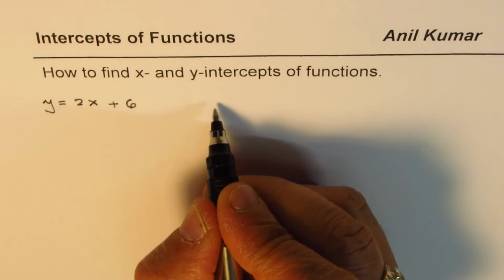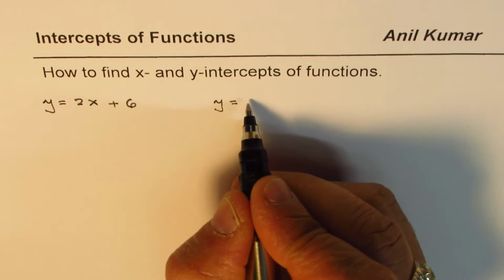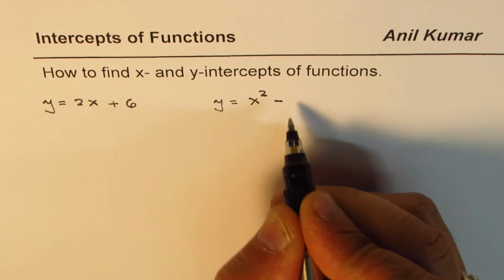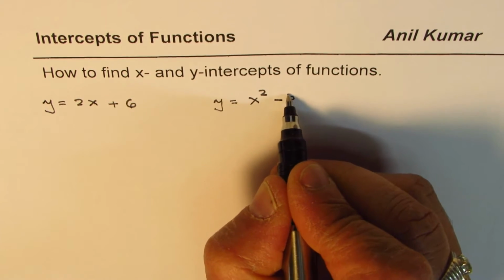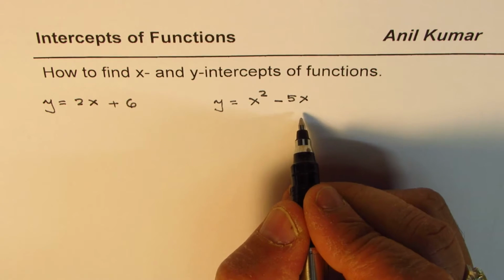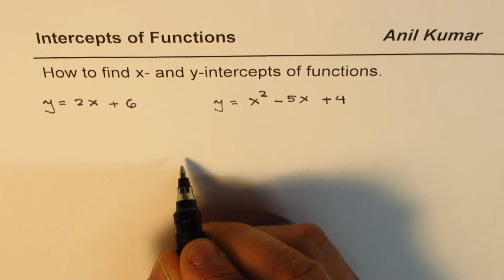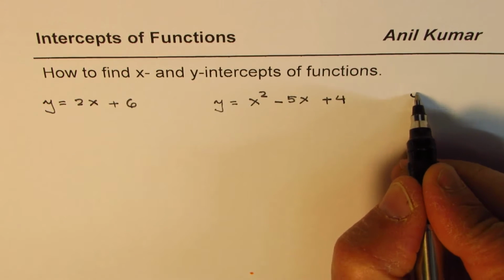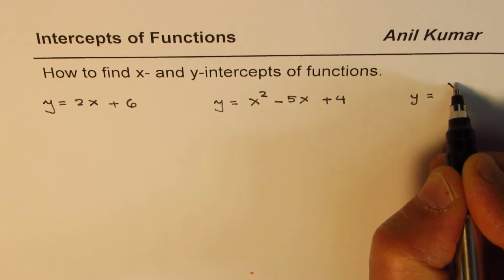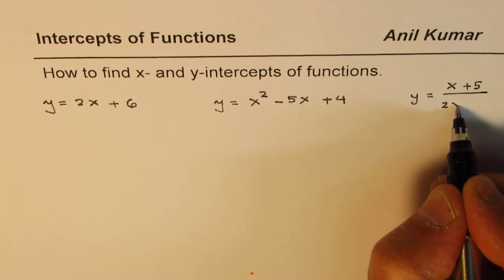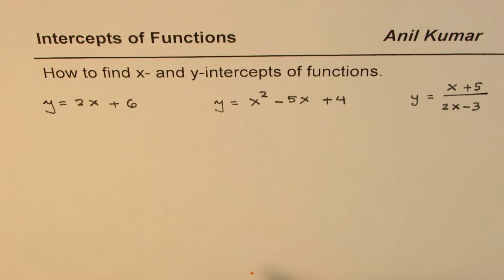We'll take a quadratic equation. Let's say y equals x squared minus 5x. I want this to be factorable, so let this be plus 4. And let me take a rational function. Let this be y equals x plus 5 divided by, let us say, 2x minus 3. So we'll take these three functions and see how to find their x and y intercepts.